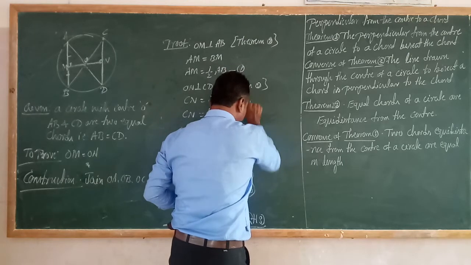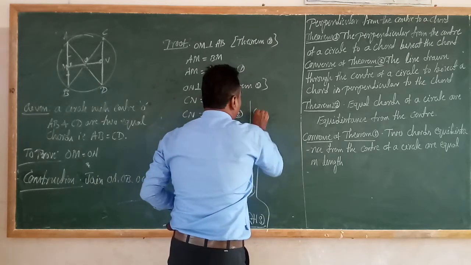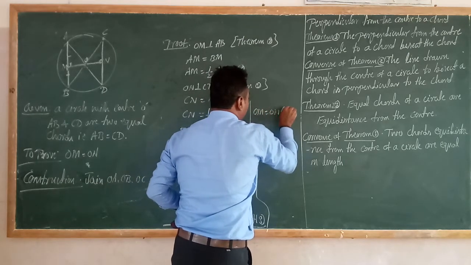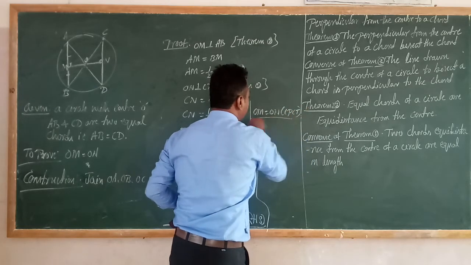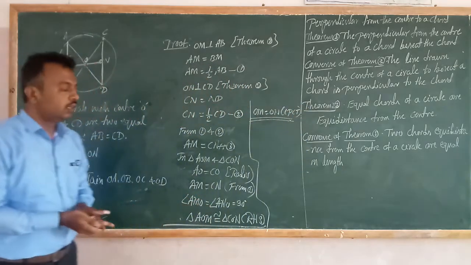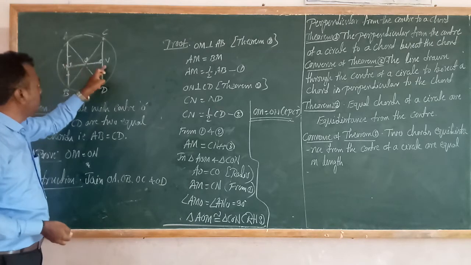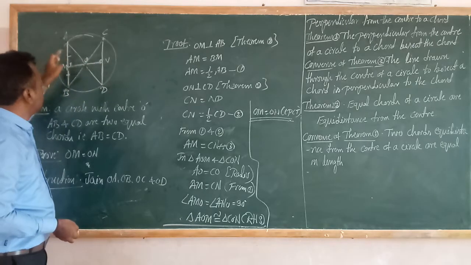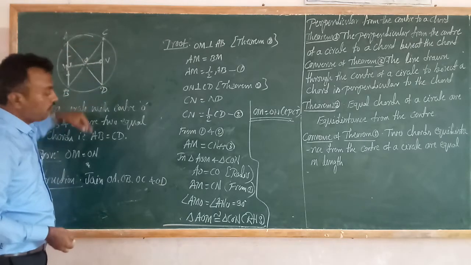OM is equal to ON by the condition of CPCT. So hence the proof. Understood? So OM and ON are equidistant from the center to equal chords of a circle.